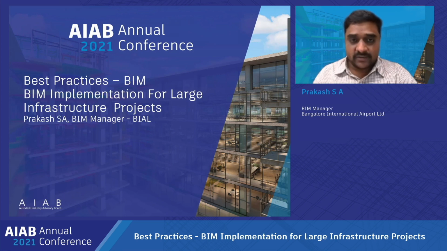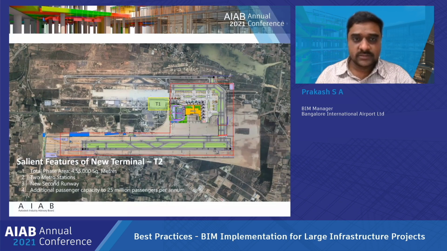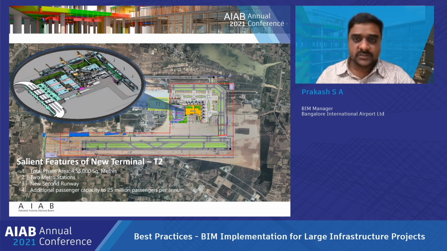So this is my introduction, and now we're going to look at how we can customize it as per our own requirements, with all the parameters. This is the T1 extended, this is Terminal 2, and this is the new runway that is going to be constructed, and the total area we have for that. Next, this is what we have in Terminal 2 in the Revit model. We can see the Revit model only for the architectural model.